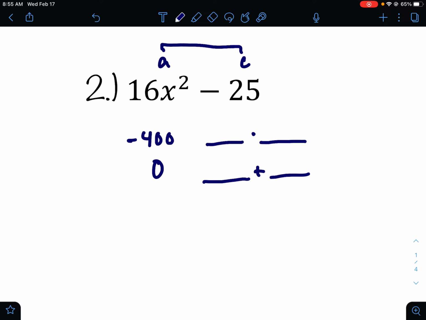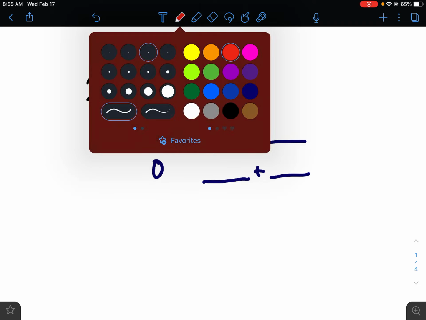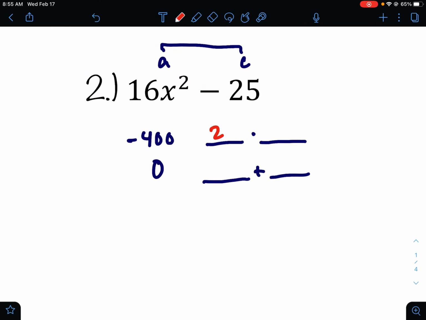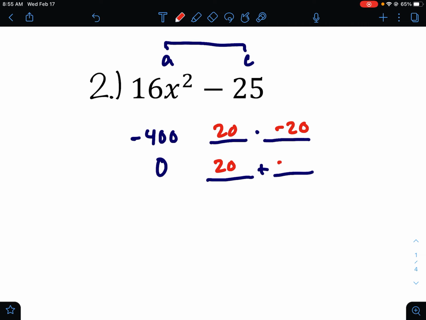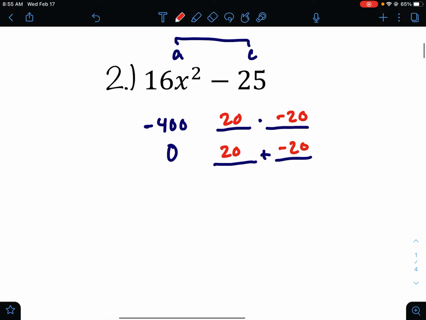If you want to pause and try to do this on your own, you can. Otherwise, I'm just going to go ahead and give you the answer. The answer is 20 and negative 20. 20 times negative 20 is negative 400, and 20 plus a negative 20 is 0. So now, when we go to do our dead cartoon eyes, we drop down those factors.